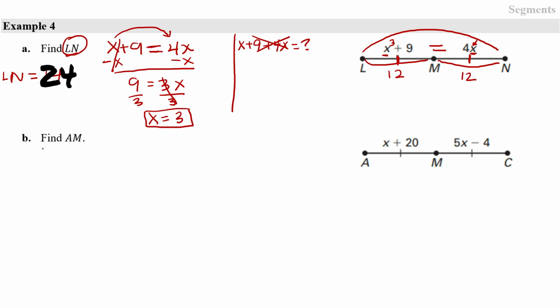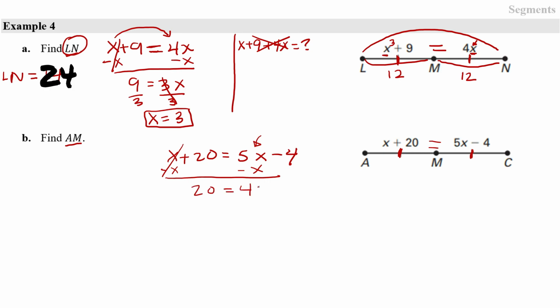For example B, it says find the distance from A to M. How can I set this one up? Same thing. I know that this piece equals to that piece. And then all I have to do is write down x plus 20. It's going to equal, because they are equal to each other, 5x minus 4. And I can subtract this x here to get rid of it, okay? And I can bring it to the right side with this 5x. And so I'm left with 20 on the left side, and then 5x minus x is 4x. And I can subtract 4 here on the right side, or just kind of bring it down.